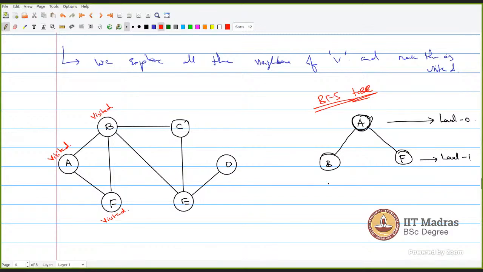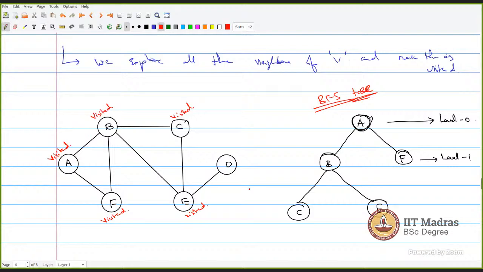So we will explore C and E. That means this particular C and E come in level 2. Now I say C and E are also visited. Now I go back to F and check, are there any other vertices that are adjacent to F and unvisited? No, sir. No, right? So we will move forward.